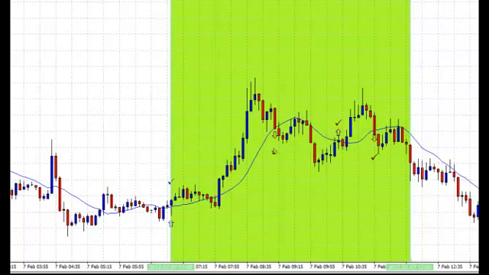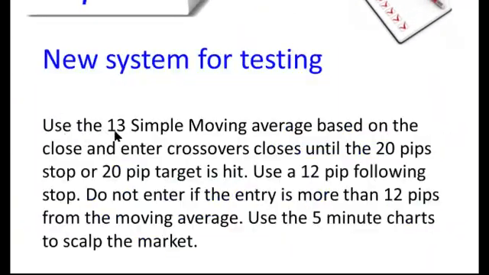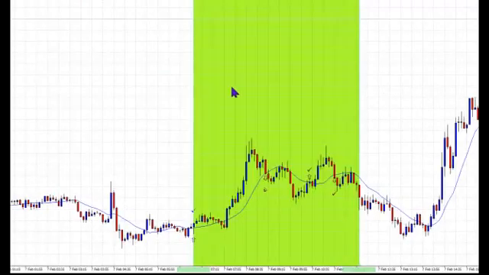All right. What I'll do is I'll just revise our rules again, just to make sure everybody's on the right track. So we're using a 13 simple moving average based on the close, and we're entering crossovers, closes, until the 20 pip target or the 20 pip stop is hit, and we are using a 12 pip following stop. We don't enter if the entry is more than 12 pips away from the moving average, and we're using the 5-minute charts to scalp the market. Okay, right, so let's carry on with that one. It's good to always revise these things.